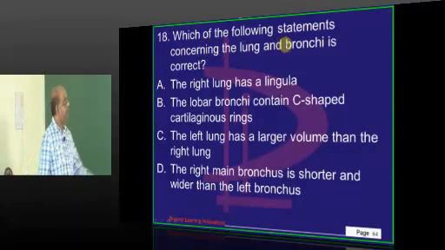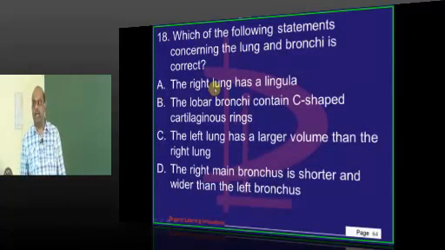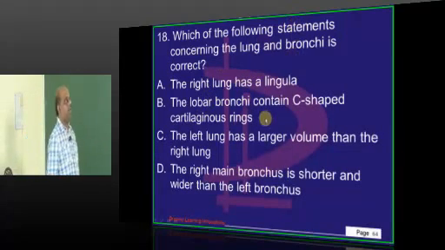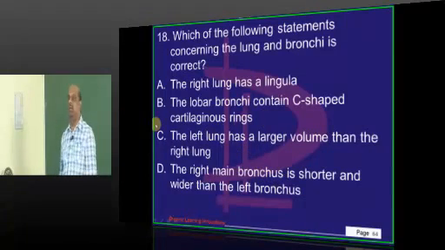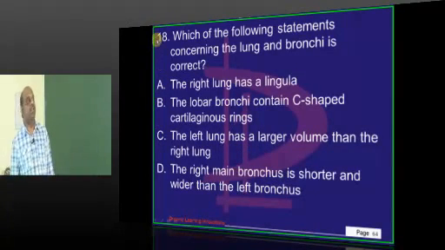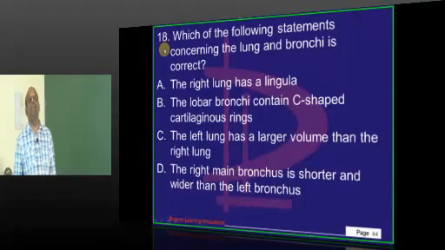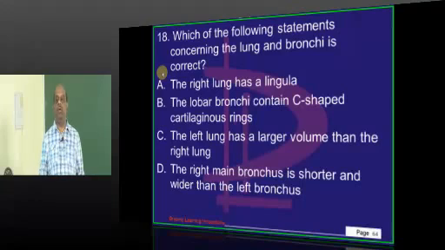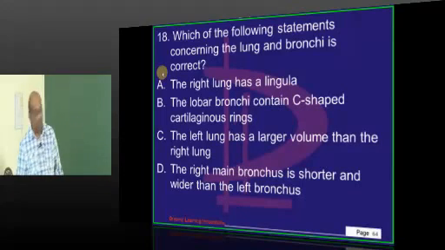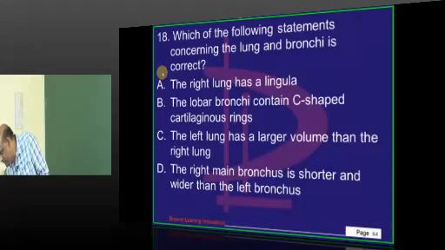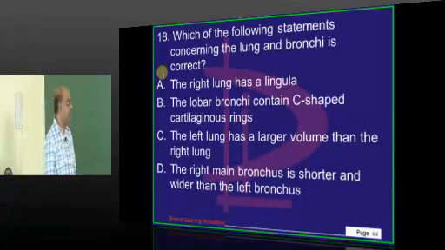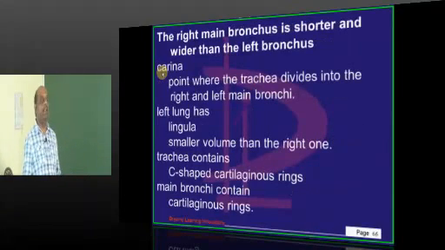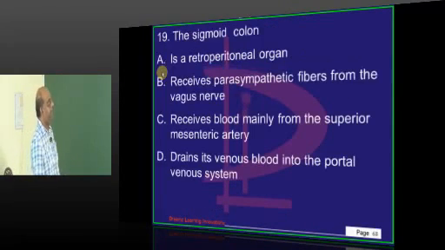Question number 18, lung and bronchi. What is the correct statement regarding the lung and bronchi? Which is a longer one, which is a shorter one, and which is more vulnerable for aspiration? What is your answer? You like to say D. That is the right main bronchus, question number 18. Even Jyoti, Vijay, Rohit, Amrita, Guntur, everyone is accepting that. The right main bronchus is shorter and wider than the left bronchus, which needs to be remembered.